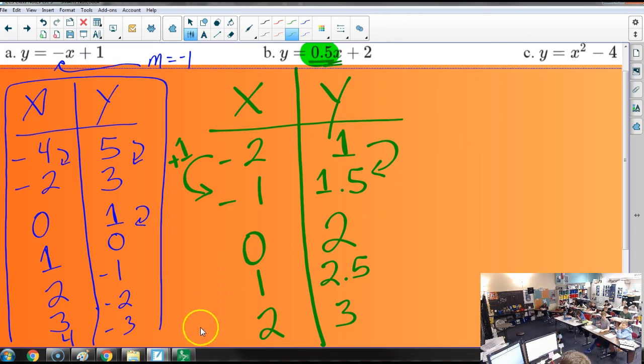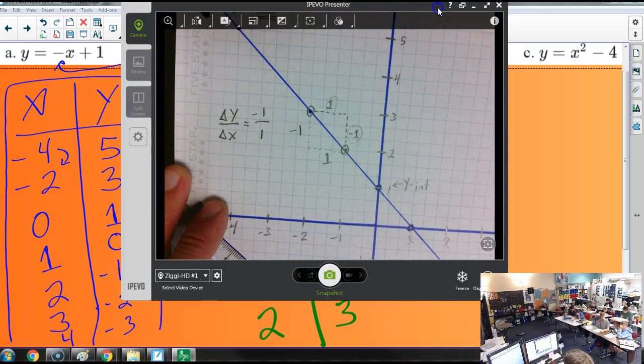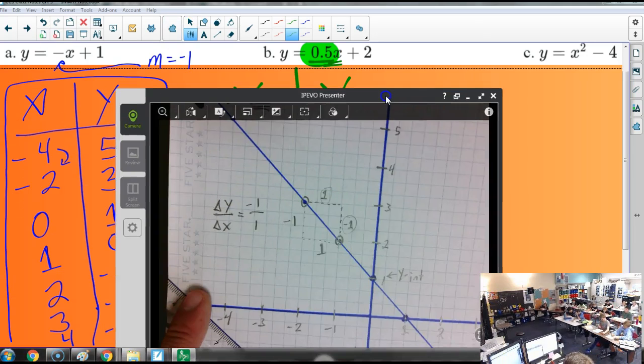I think one of yours was goofed, right? Yeah, I messed up the second one. If we just plot the points, that's fine, but I'm going to show you another technique, so please put your eyes up on the board.